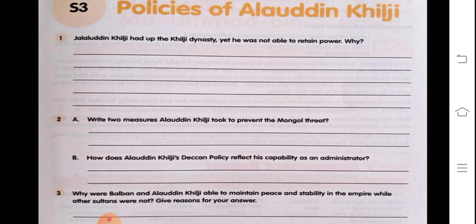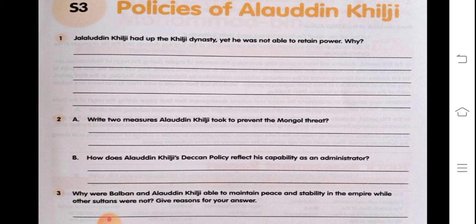Okay, now move to S3, policies of Alauddin Khilji. The first question is, Jalaluddin Khilji headed up the Khilji dynasty, yet he was not able to retain power. Why? As you know, Jalaluddin Khilji was the founder of the Khilji dynasty, but he was not a strong and competent ruler. In spite of the threat of rebellion from the nobles, he did not exclude any tribe from participating in the government. This led to many rebellions, and eventually Alauddin Khilji succeeded in a coup against Jalaluddin Khilji and took over the throne.